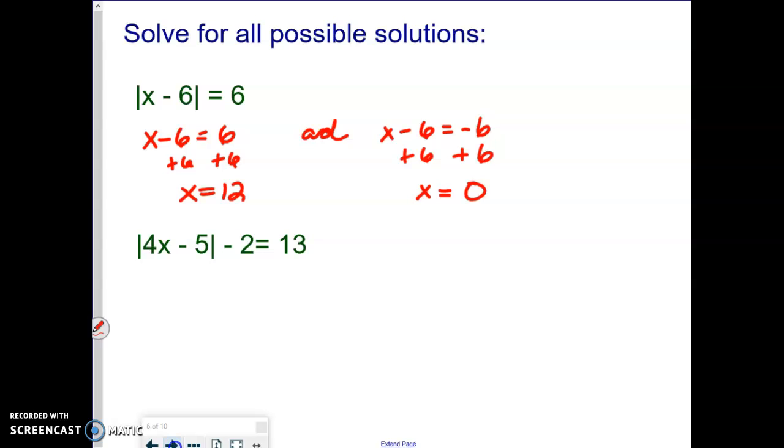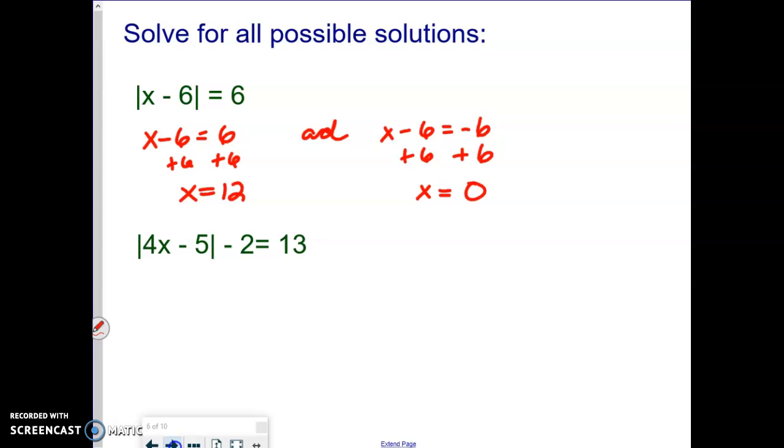Wonderful. How about the next one? What do you notice about this next problem that's a little different than the last two? We have -2 outside the absolute value. If you were a guessing man, what would you say you'd do with that -2? Add it on to there.